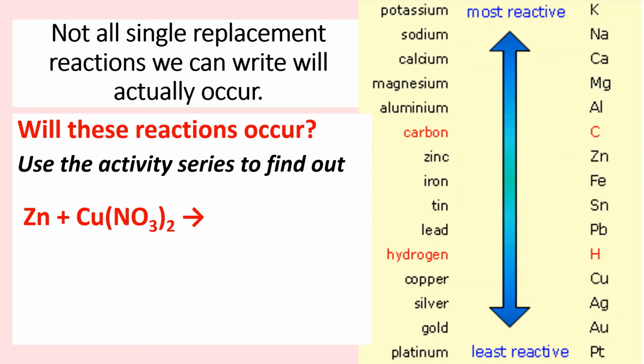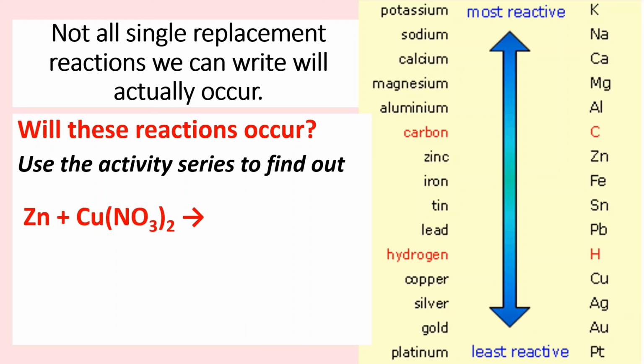It is important to point out that not every single replacement reaction that we can write on a piece of paper will actually occur in nature. An element can only replace an element in a compound if it's more reactive than it. So we use an activity series. The most reactive elements are at the top, and the least reactive of these examples are at the bottom.